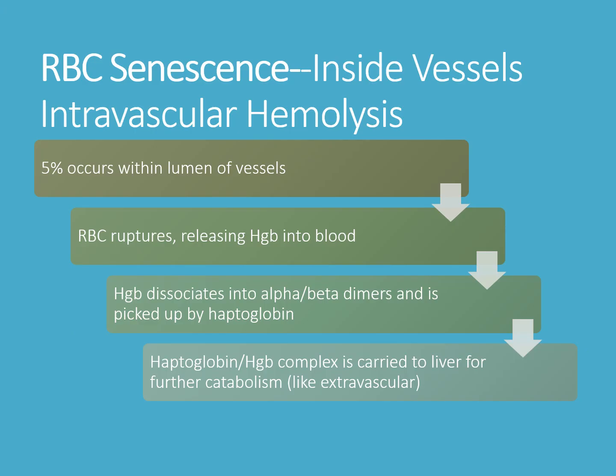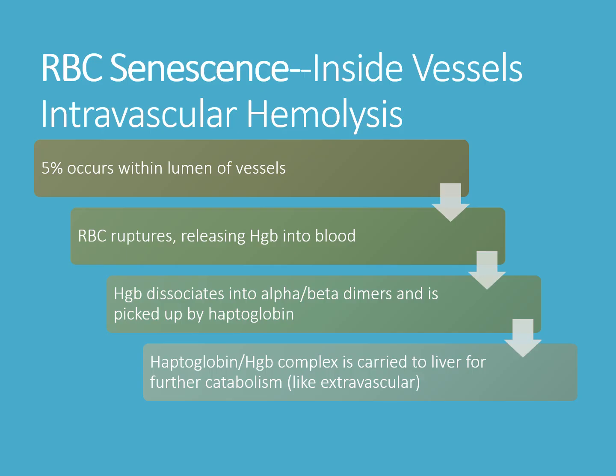Okay, so most of the red blood cell destruction that is a result of RBC senescence is done extravascularly through that reticuloendothelial process, but about 5% occurs within the lumen of the vessels, and we call this intravascular hemolysis, meaning destruction or rupture of the red blood cell within the lumen of our blood vessels. And that's really going to release the hemoglobin into the blood. So when the red blood cell is destroyed or hemolyzed, everything that is intracellular to that red blood cell is now going to be free floating in the plasma of our blood.